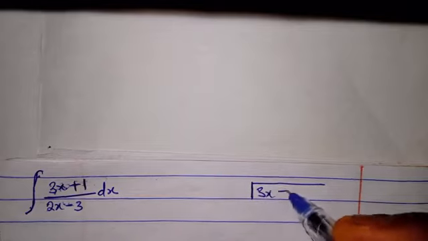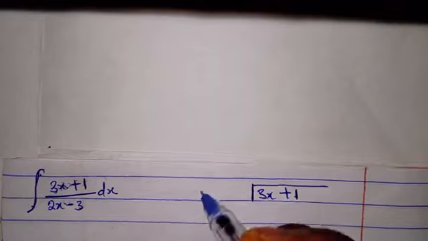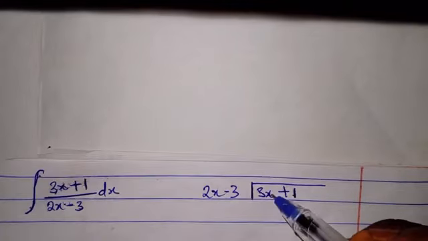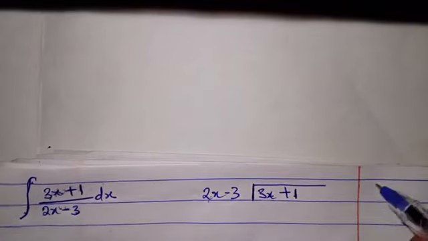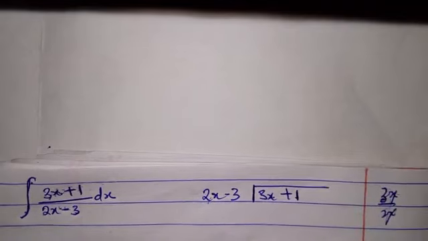I'm dividing this by this. So this is the dividend, 3x plus 1. And this is what we are using to divide. It is called the divisor, 2x minus 3. So 3x divided by 2x, 3x all over 2x is 3 over 2, right?